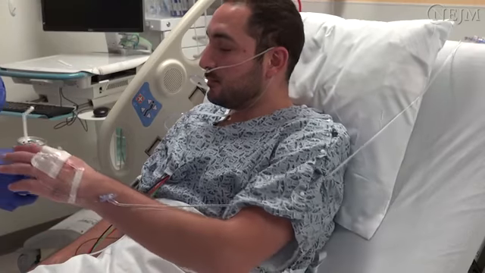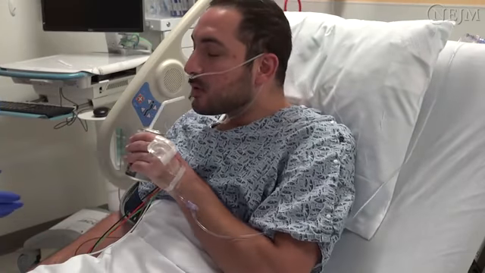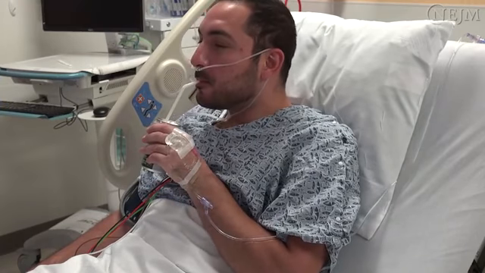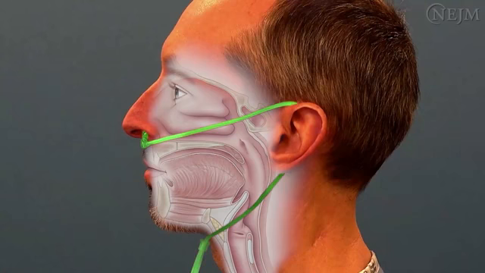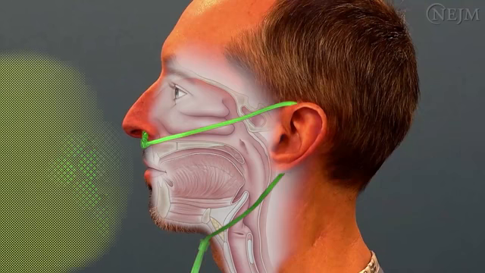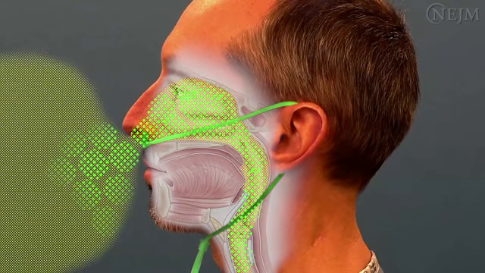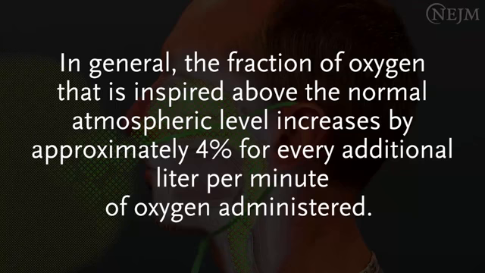The main advantage of the nasal cannula is patient comfort, including the ability to easily speak, drink, and eat with the cannula in place. When oxygen is delivered through a nasal cannula, inspired ambient air mixes with the oxygen in varying proportions. In general, the fraction of oxygen that is inspired above the normal atmospheric level increases by approximately 4% for every additional liter per minute of oxygen administered.